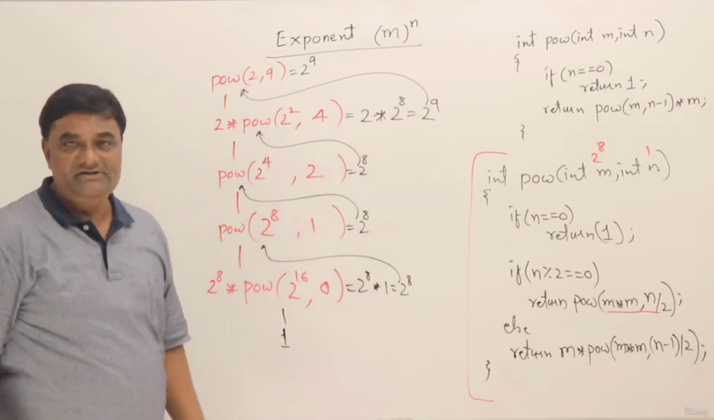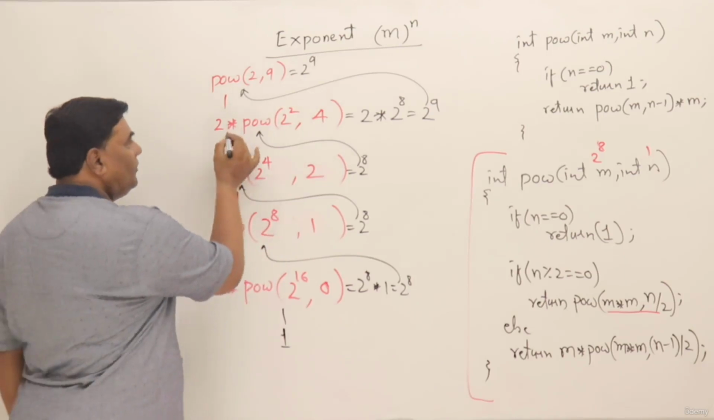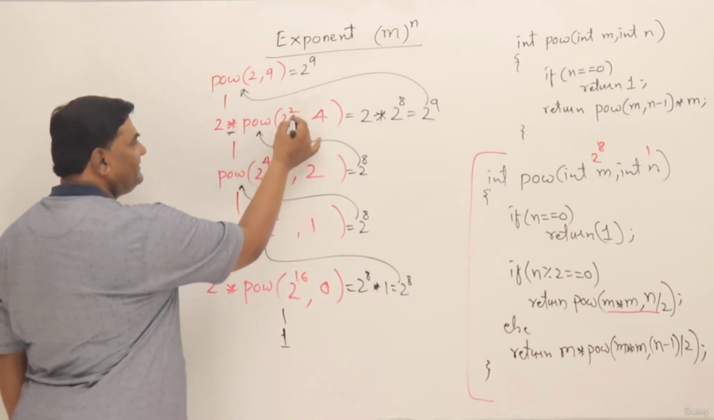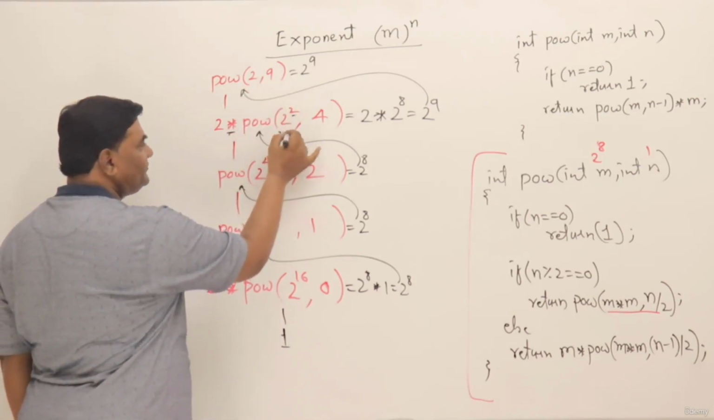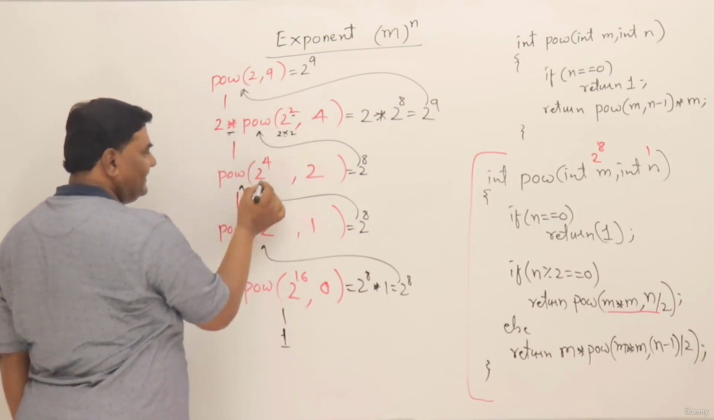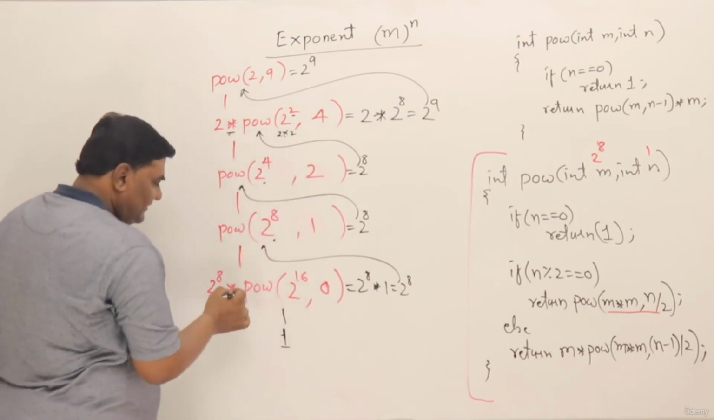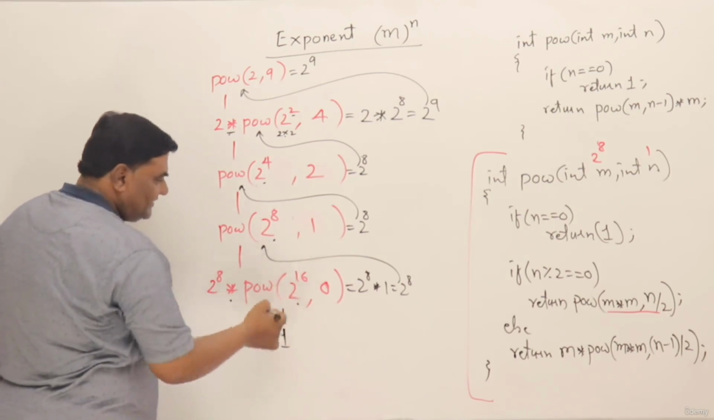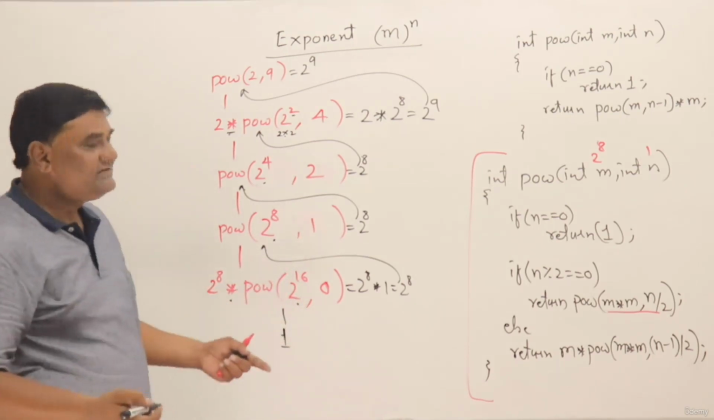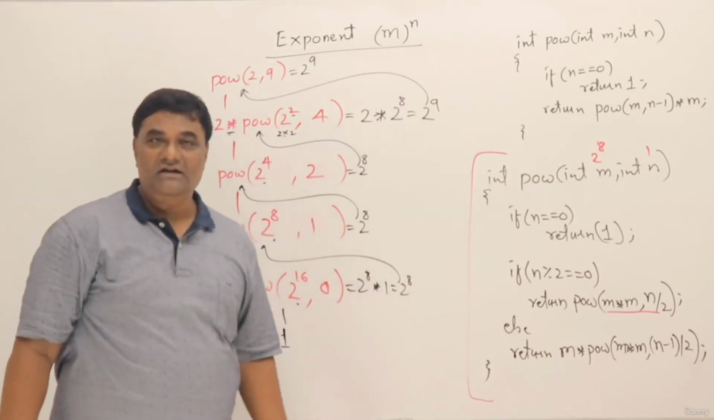And in total, how many multiplications did we perform? One multiplication, and here we have taken the square of this. This was 2 into 2 actually. So 1, 2, then 3, 4 and 5. Here also one multiplication, 6. So in just 6 multiplications we got 2 power 9.